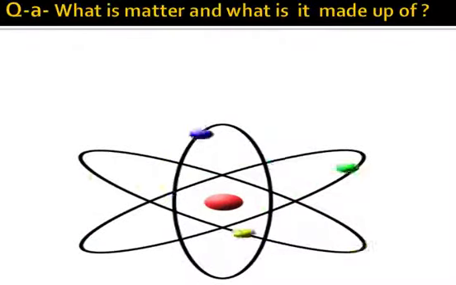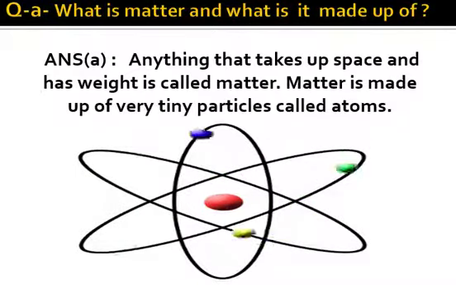Yes, my dear students, now it's time for question answer. Question 1, A part of your book: what is matter and what is it made up of? So my dear students, here's the question for you. What is matter and what is it made up of? What is the answer? Think. Yes, here is the answer. You are right. The answer is: anything that takes up space and has weight is called matter.